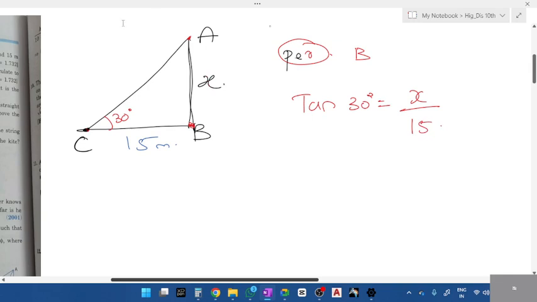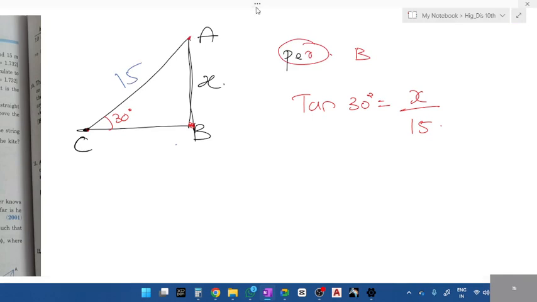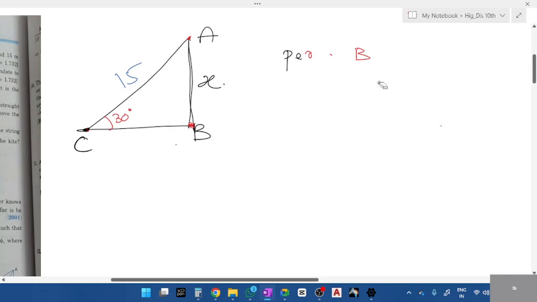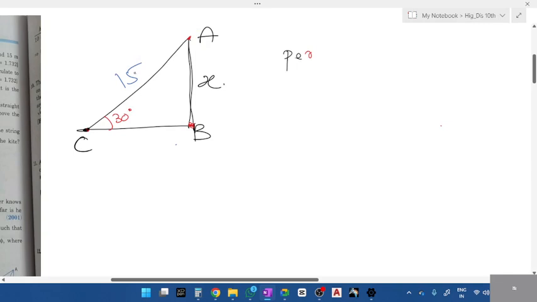This is the first question. What if 15 is not given here? Instead of that, 15 was given here in the hypotenuse. Now tell me which formula we use. Perpendicular is asked. What else is given? Where is 15 written, in the base or hypotenuse? So which formula we use?